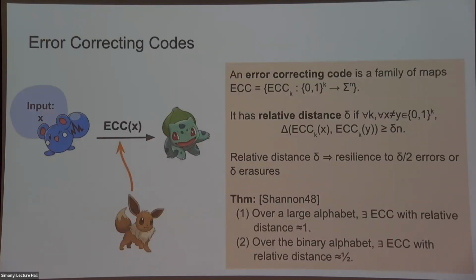Okay, so let me be a bit more formal about the definition. For us, an error correcting code is going to be a family of maps from an input domain {0,1}^k to messages of length n over some alphabet sigma. It will have relative distance delta if for any two distinct input messages X and Y, the number of symbols that differ between the encodings of X and Y is at least a delta fraction of the total codeword length. A relative distance of delta implies resilience to a delta over 2 fraction of errors, or to delta fraction of erasures.